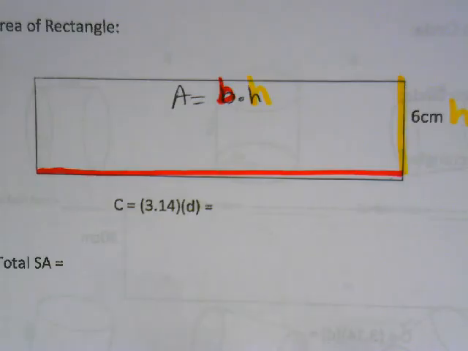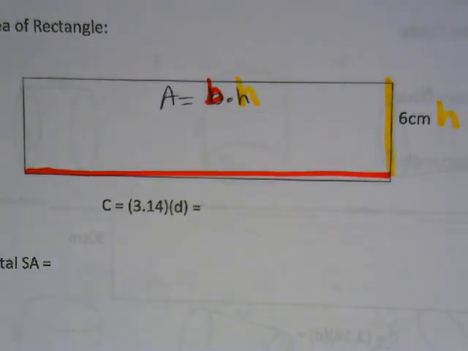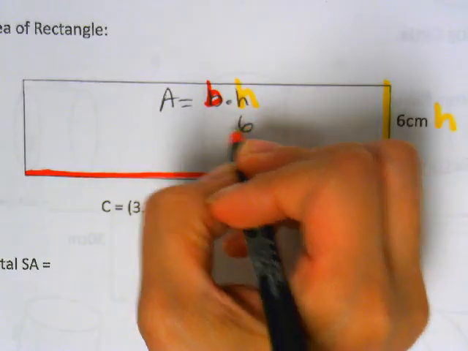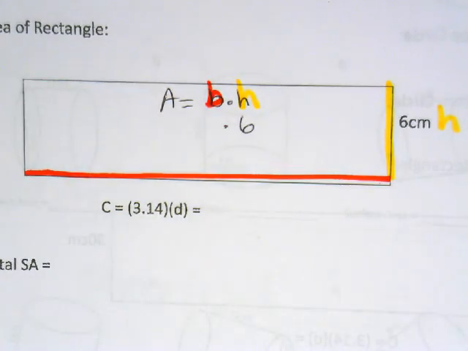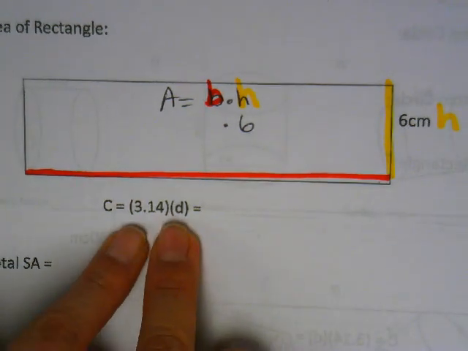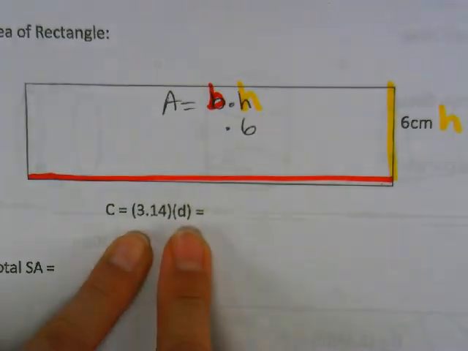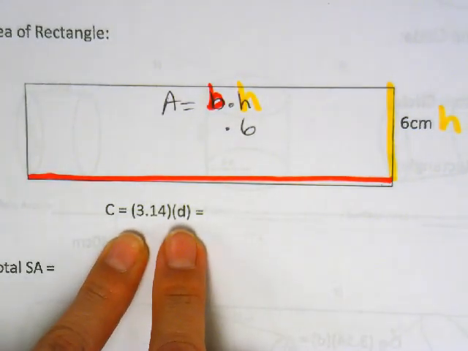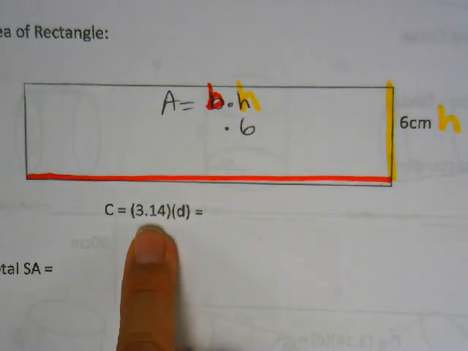Well, do I know what my height is? Yeah, what is it? 6. Now, do I know what my base is? Do I know how long this red line is? Nope, I do not know. But they tell me how to figure it out. They want to know circumference. How do I solve for circumference? They tell me it is pi times d.